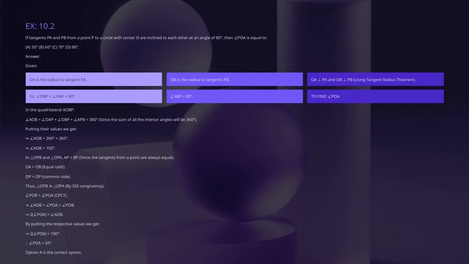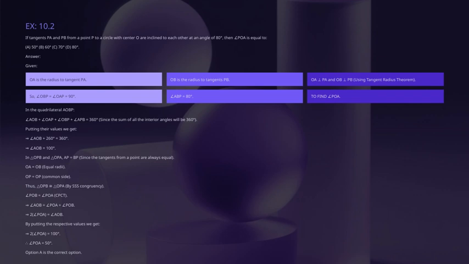Next, by substituting the known values, we find that 2 times POA equals AOB, which means AOB is 100 degrees. We also see that AOB equals the sum of POA and POB. Given that AB is 80 degrees, and because of CPCT, corresponding parts of congruent triangles, POB equals POA. This makes sense since OB is the radius to tangent PB.